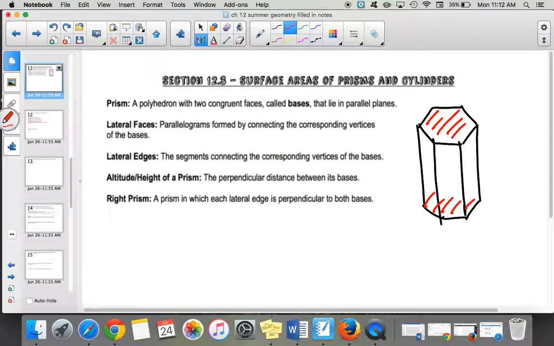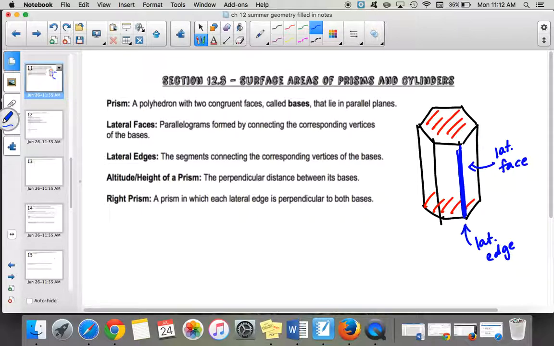So lateral faces are along the edge. This would be a lateral face. And lateral edges would be here. This would be a lateral edge. Lateral means along the side of the shape, like the right, left, front, back.